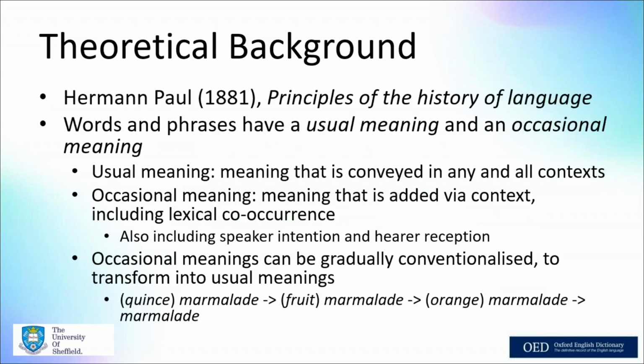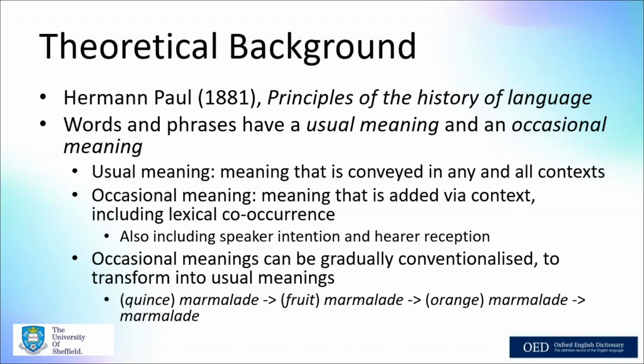Getting a bit more specific, there's a good amount of work on meaning and ideas of co-occurrence going back to the 19th century philological tradition in language study. In 1881, Hermann Paul published The Principles of the History of Language. And he argued from the perspective of semantics and word meaning that words and phrases have a usual meaning and an occasional meaning. This relates to denotation and connotation, but it isn't quite the same thing.